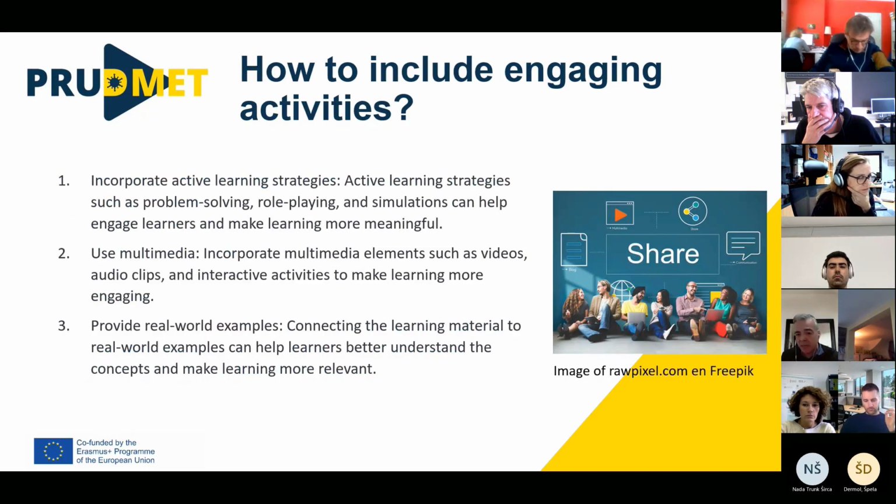In fact, learning is optimal when it's more related with real life experiences and when students develop an active role in the teaching and learning process. How can we include these engaging activities? In this case, for example, we propose that we can include engaging activities incorporating active learning strategies, different active learning strategies that probably we will see in other workshops, or simply using multimedia, or including activities that can have some kind of real world examples.